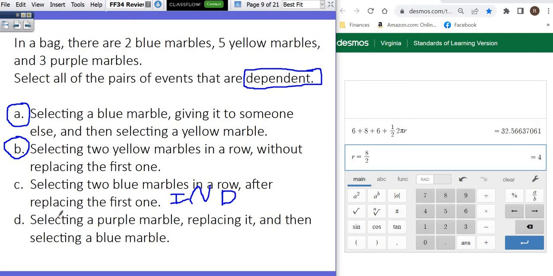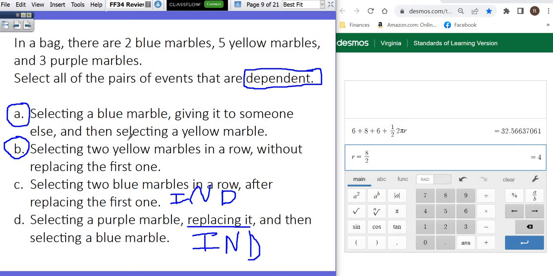Okay, let's read D. Selecting a purple marble, replacing it, putting it back, and then selecting a blue marble. Again, both times you're going to have the same amount of marbles to choose from. So that is also independent.